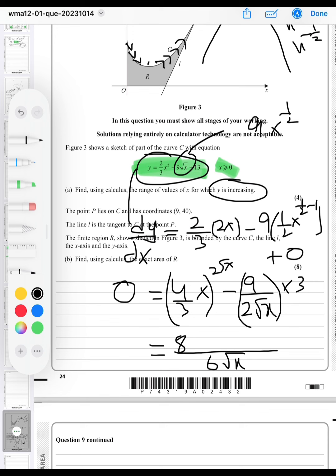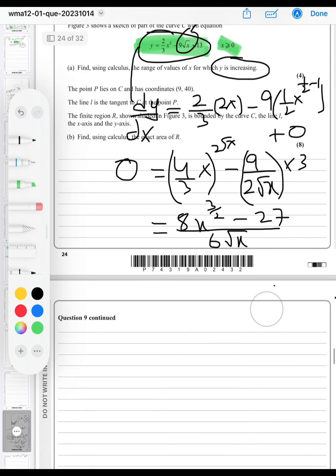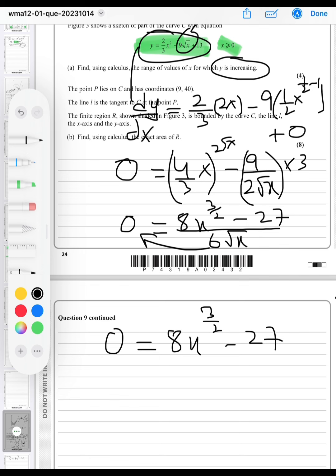So 4 2s are 8, and x times x to the power of 1 upon 2 will result in 1 plus 1 upon 2. So x is 3 upon 2 now. So x to the power 3 upon 2, we have x here, and then 9 3s are 27. There you go. Okay. So this will go to the other side, multiplied by 0 will turn to 0, and it will look like this. 27 upon 8 equals x to the power of 3 upon 2.